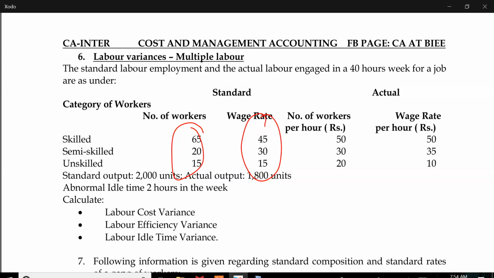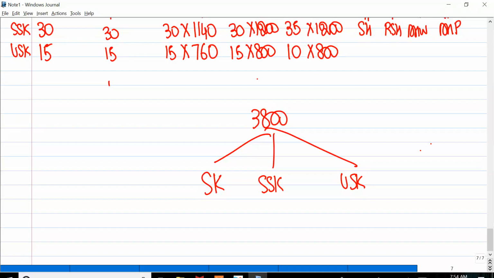Standard number of workers is 65, 20 and 15. That's the composition. I told people you work as 65, 20, 15. These guys did not follow what I told and they used a different mix. So that can lead to either a favorable variance or an adverse variance.